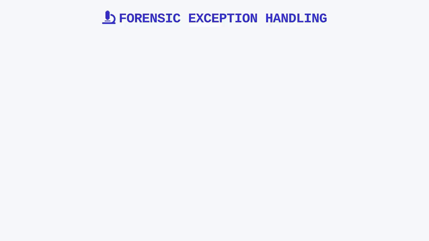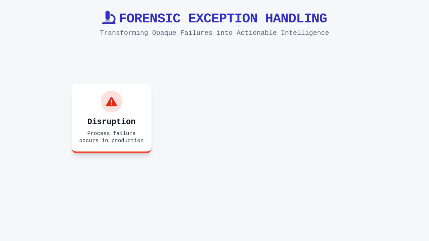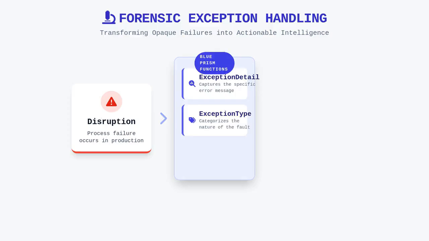When a process encounters a disruption, simply knowing that a failure occurred is rarely sufficient for a robust production environment. Blue Prism provides a set of built-in functions specifically designed to pull forensic data out of an exception object while the process is in a recovered state. These functions, exception detail, exception type, and exception stage, act as critical diagnostic levers, allowing you to intercept the context of a failure at the exact moment it occurs.